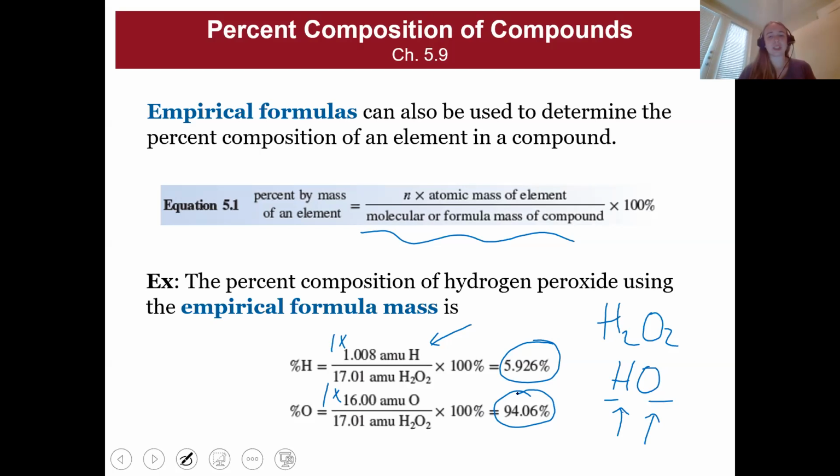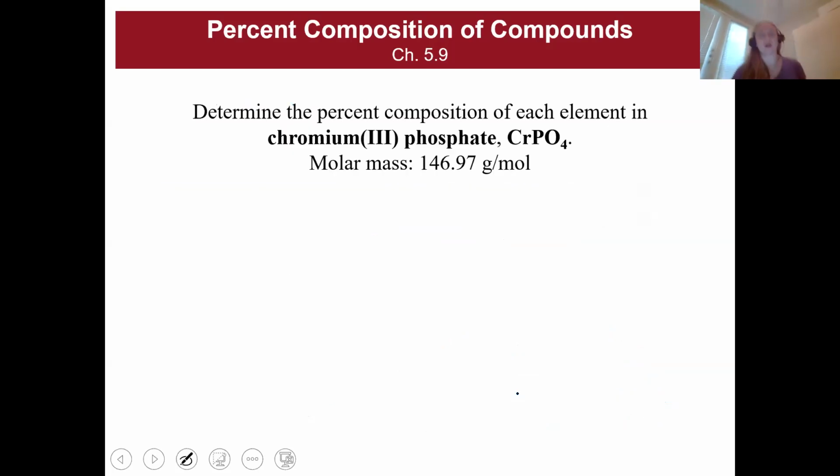The percent composition doesn't depend on whether it's the empirical formula or the molecular formula. And we'll see why that could be useful in a little bit. All right, so let's practice. So you guys can pause here and practice and see what you get.